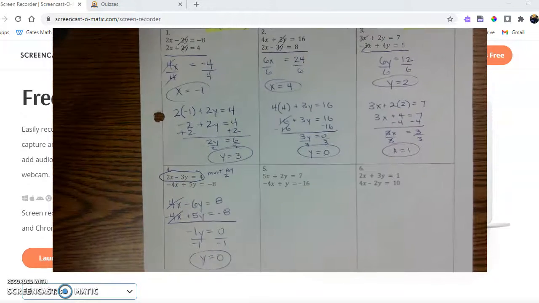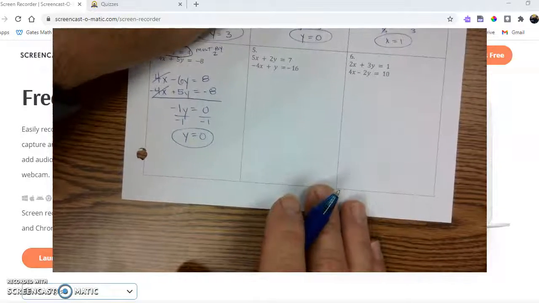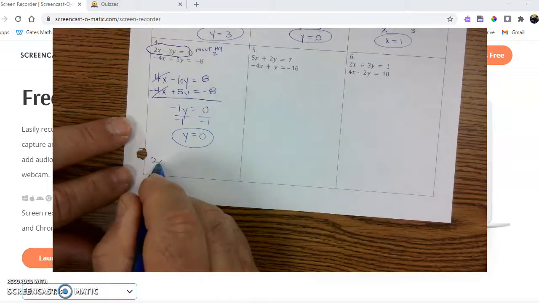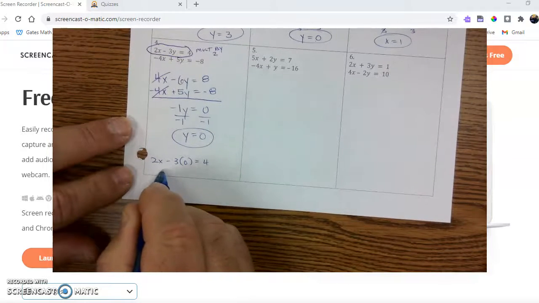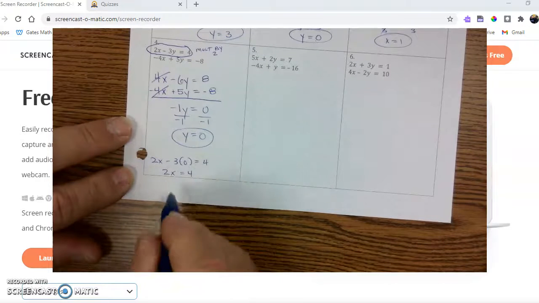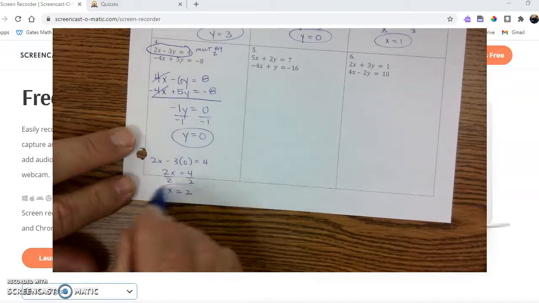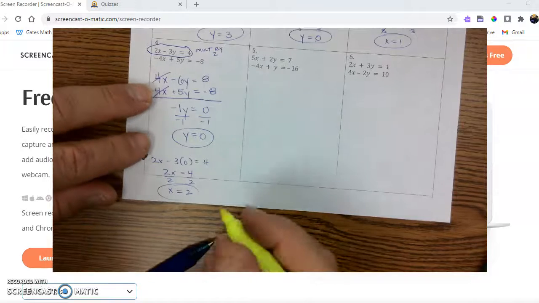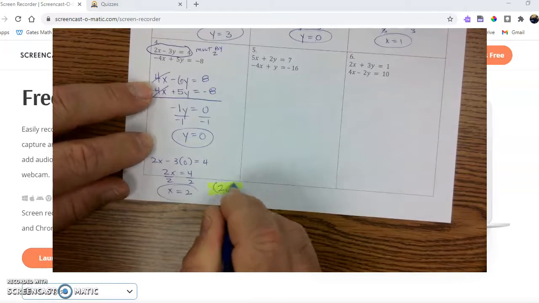Now, let's just plug in 0. Pick an equation. I'll plug it in the top equation. 2x minus 3 times 0 equals 4. 2x equals 4, because 3 times 0 is 0. Divide by 2. X equals 2. So, where do I have room to write my answer? I guess right here. 2, 0.